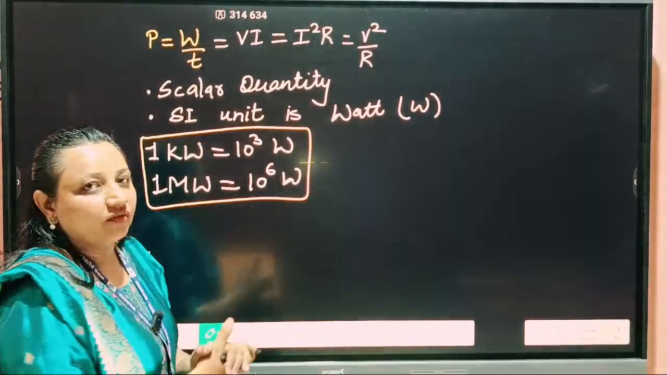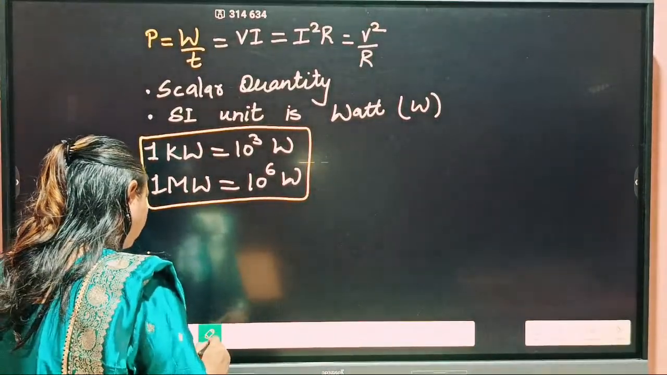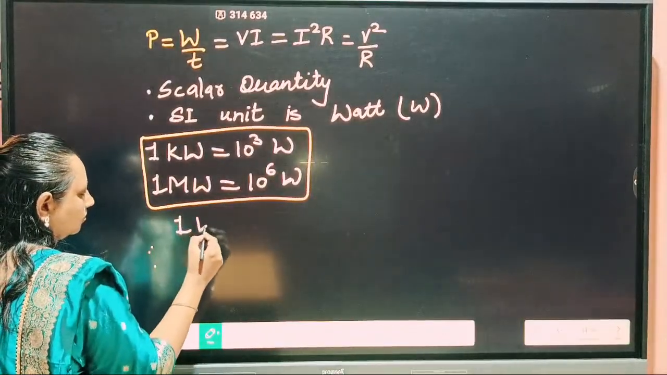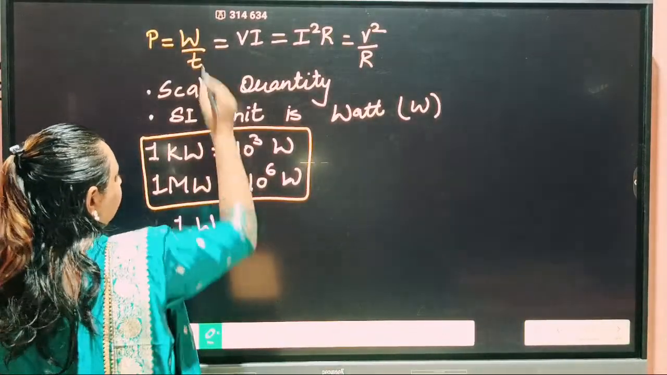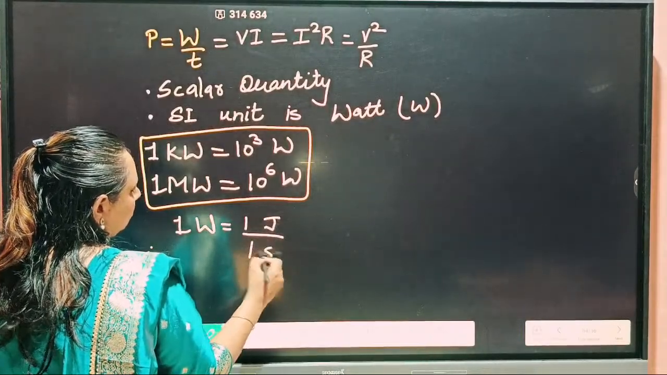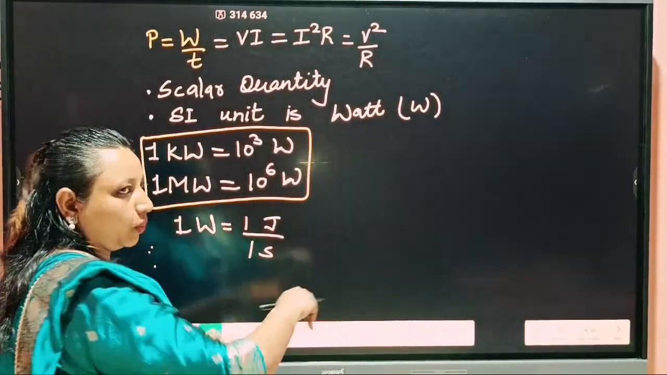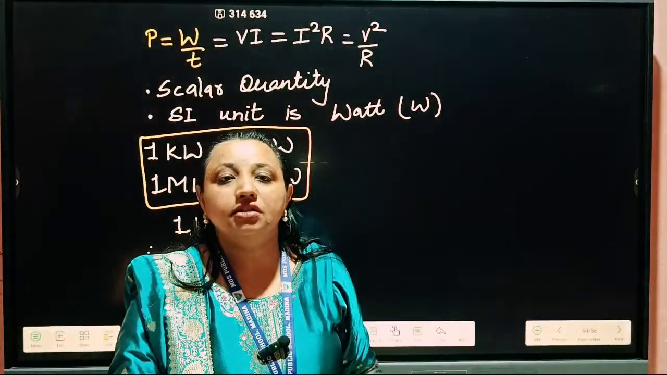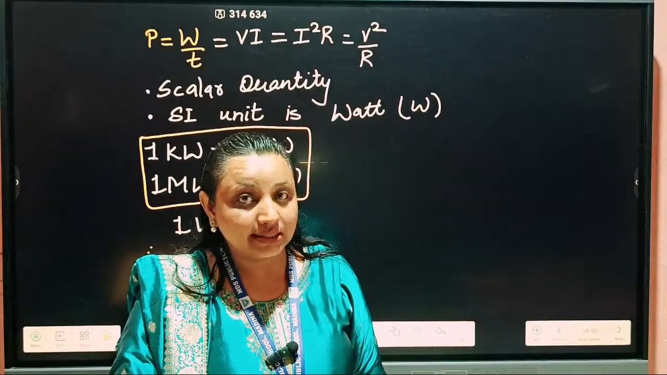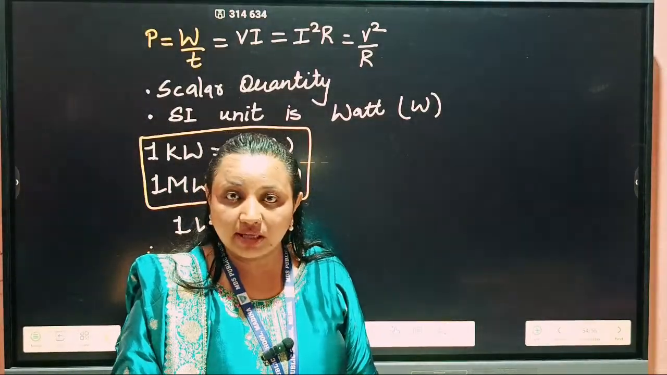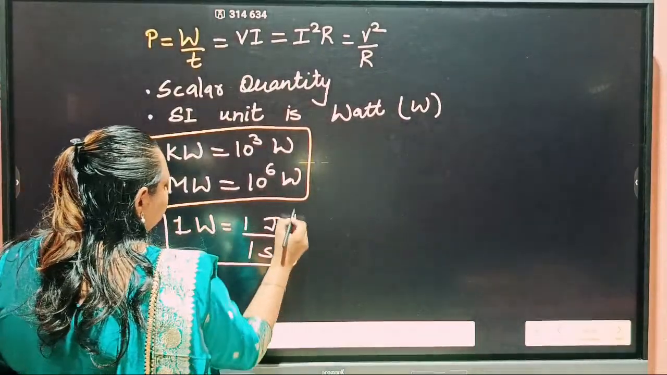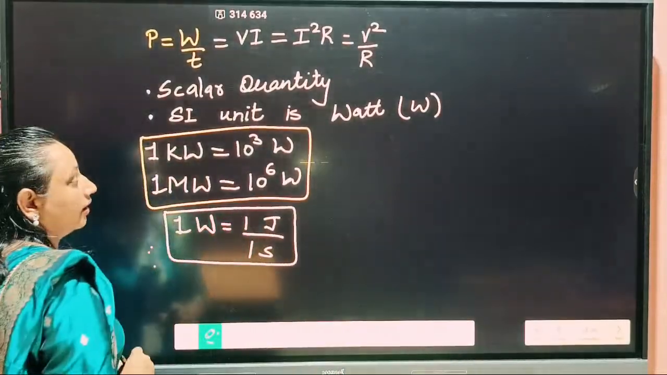And how can we define 1 watt? One watt is equal to 1 joule upon 1 second. When 1 joule of work is done to move the charges by the source of EMF in 1 second, then the power is known as 1 watt. Right?